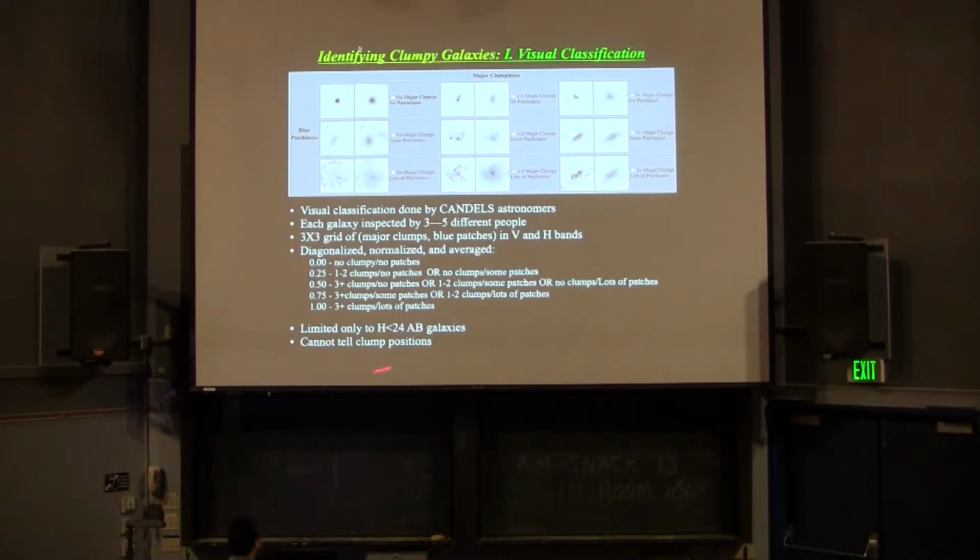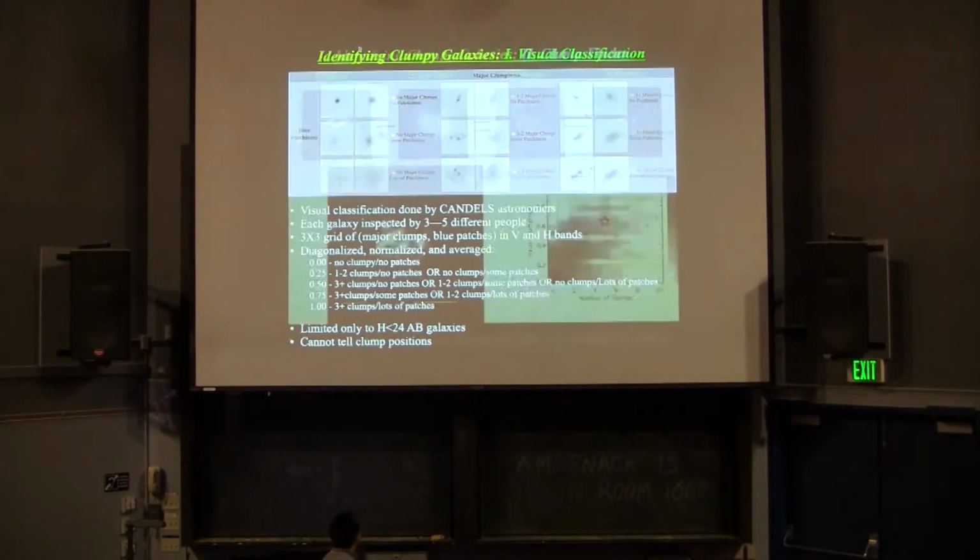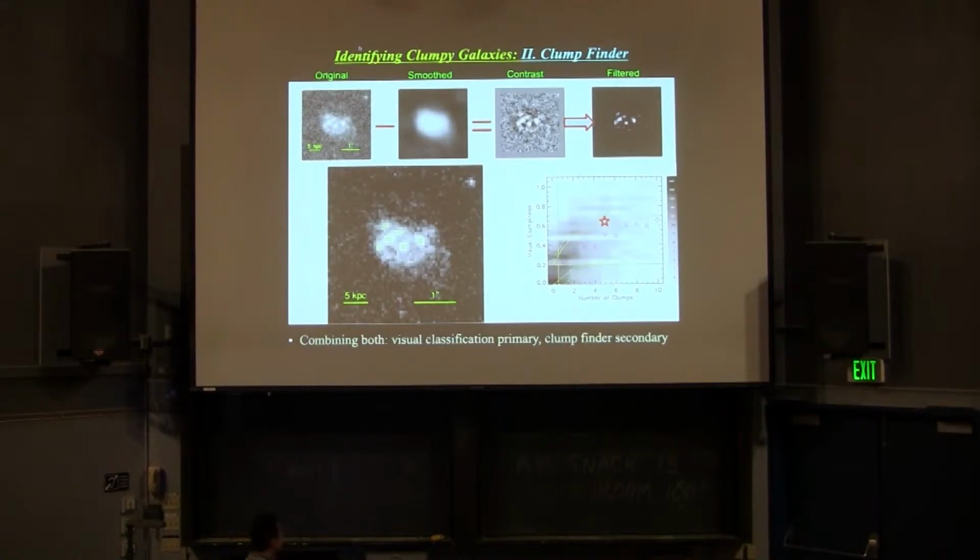And we cannot tell the position of clumps from a visual classification. Therefore, we have the other way, that is to find clumps with an automated clump finder. First, we smooth the original image of galaxies to get a smooth image, and then we subtract the smooth image from the original one to get a contrast image. Then we mask out all the low signal-to-noise ratio pixels to get these filtered images. And the clumps are now standing out in this image.